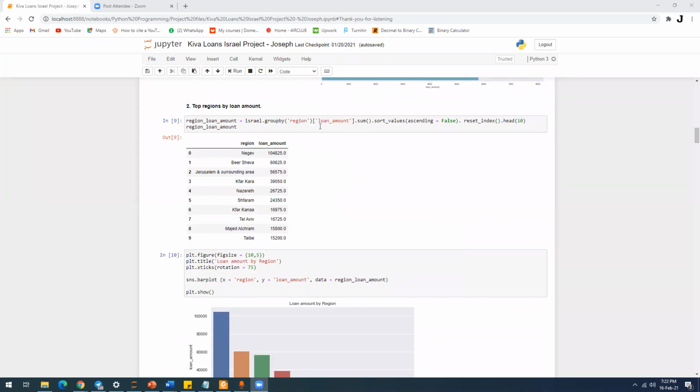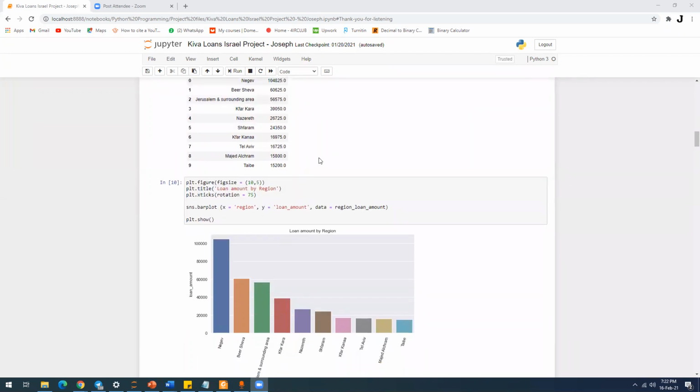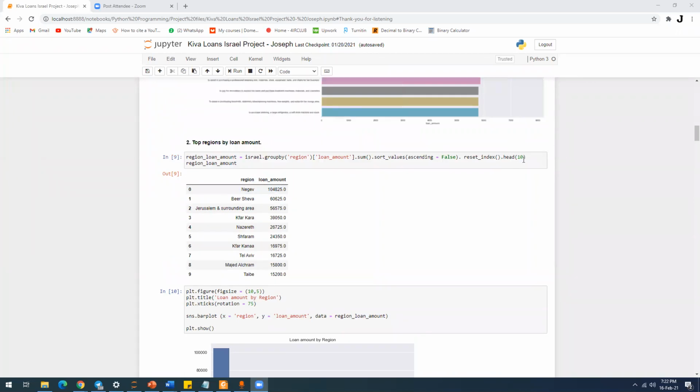After those are the top 10 loan uses, these are top regions by loan amount. So I also did a group by region and loan amount, and the top region in this case was Negev, 104,825. And I did a dot head for 10 regions, because I realized if perhaps I would edit this and remove the dot head, it would just bring the top 10 regions. I did top 10 regions, but in the event I was asked maybe top 5, I would just edit here from the dot head, just as you showed us.